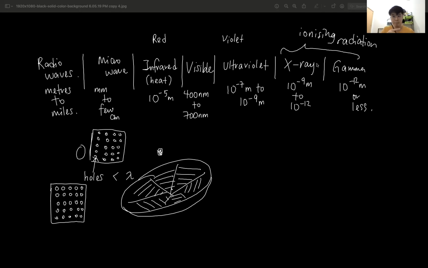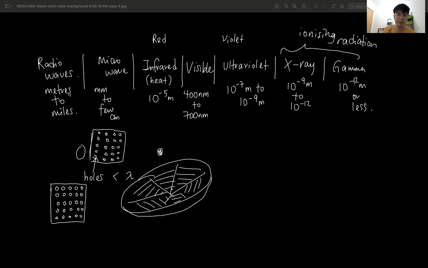So gamma ray, what is the wavelength? 10 to the minus 12 meter or less. It's a very, very small wavelength. If the wavelength is so small, how do you block gamma ray? You need something that is smaller than the wavelength to block it, correct? Just like our microwave here, the holes are smaller than the microwave wavelength. The radio telescope is smaller than the wavelength of the radio wave.